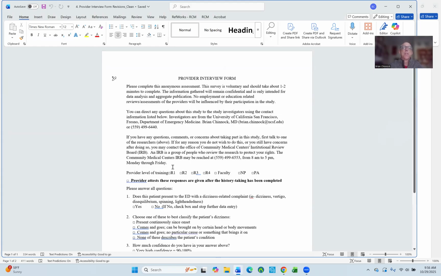So all this here is something that the person can read. It's essentially just saying that this is a study, and if you have any questions or comments about it, you can get in touch. But the main thing is, as you talk to the provider, get down their level of training: R1, R2, R3, meaning first year, second year, third year resident. Is it faculty, nurse practitioner, or a PA? Make sure and check that they've done their full history taking. If they haven't, ask if you can come back and see them in a few minutes, try to get an idea of when they're going to finish the full history taking, and come back and see them after that.